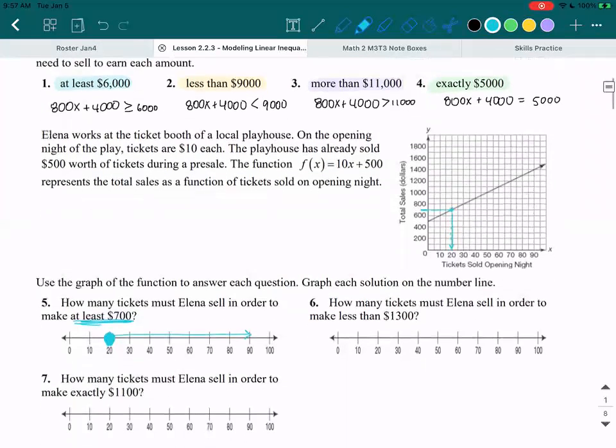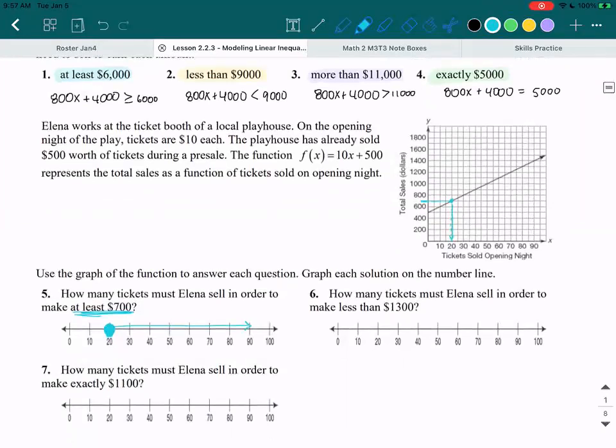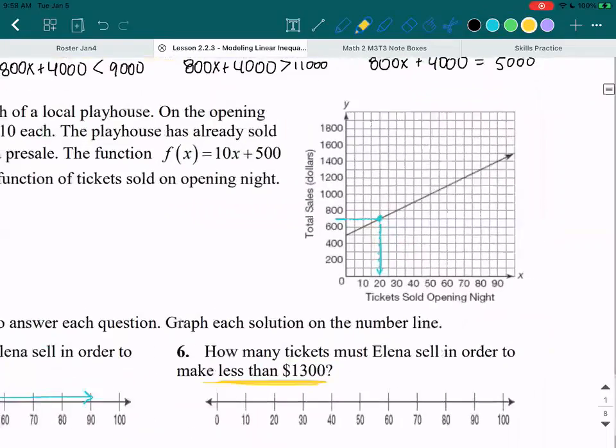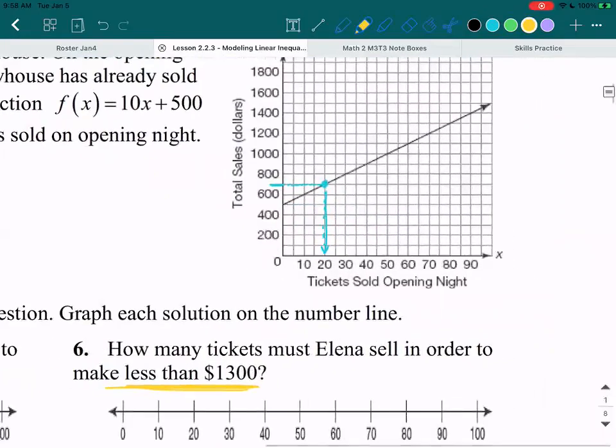We're going to have another example for number 6. Number 6 says, how many tickets must Elena sell in order to make less than $1,300? So less than means you don't want to include the 1,300. So let's go look and find 1,300 on our graph. Less than 1,300. 1,300 would be right over here. So let me draw my line.